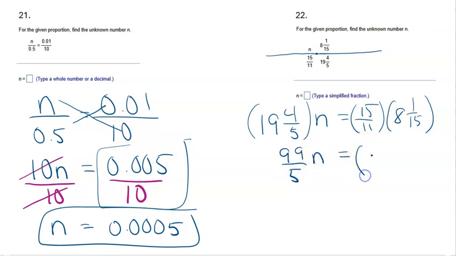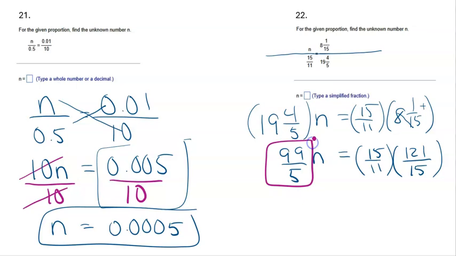Okay, on the other side, I have 15 over 11, and then I have 8 times 15, which gives you 120, plus that 1 in the numerator. So remember, 8 times 15, and then you add the 1. So that's 121 over the original denominator of 15. Remember, order of operations right here. Hey, we've got some good stuff happening too. Look, let's simplify this first. And then remember, the last step, we're going to divide by 99/5, but not yet.